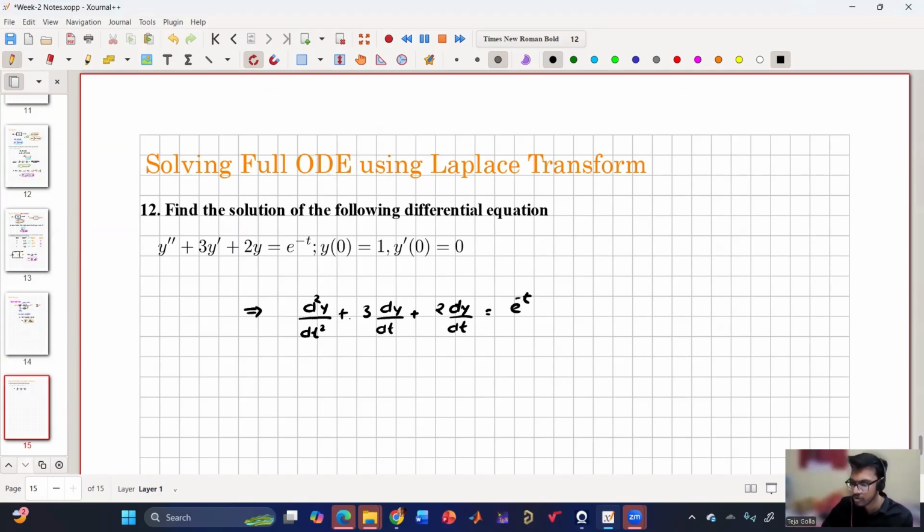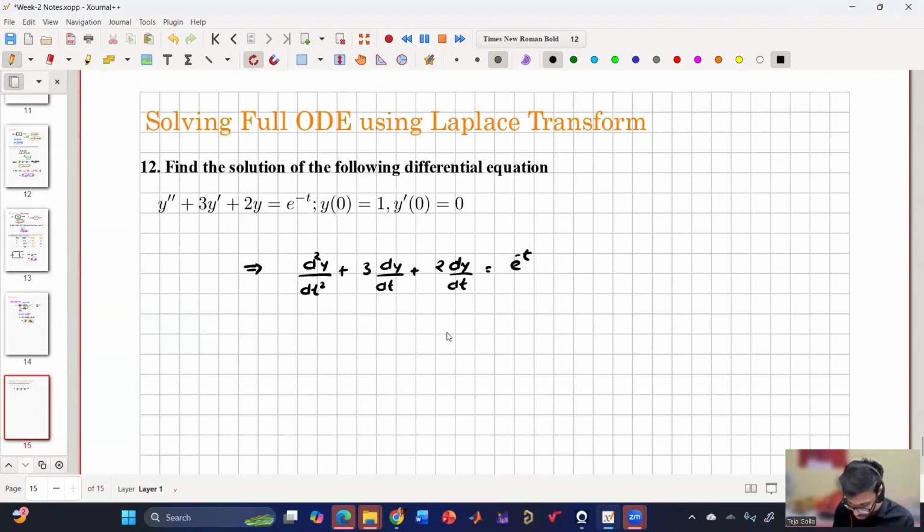So apply Laplace transform on both the sides. Sir, it is 2 into y, sir. Oh, yeah. Sorry. So many mistakes I have made, and thank you for correcting every time. 2y is equal to e to the power minus t.